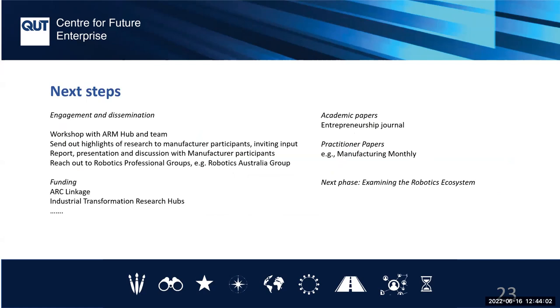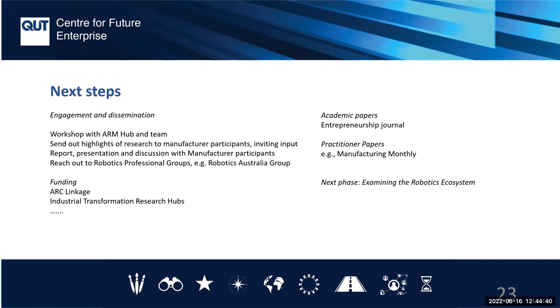So that's kind of where we are there. It's pretty early days on the robotics adoption process. And our next steps are to work on engagement and dissemination. And engagement, I have a workshop with the Arm Hub and their team there, and throw some ideas around. Send out highlights of this to our participants and a final report, and bring them back together and get them talking to each other and to us, get further insights, and reach out to robotics professional groups.